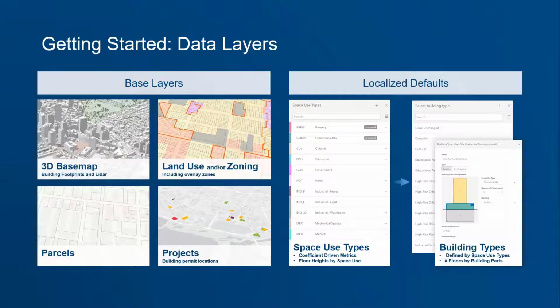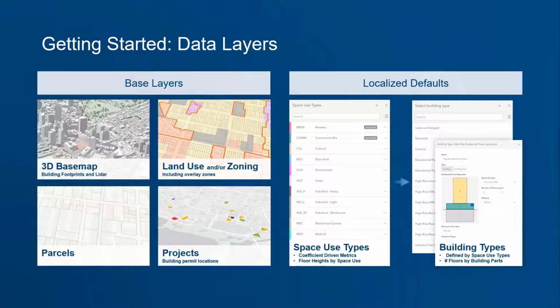In addition to setting up the base map, you will need to add your land use and zoning information to be used in Urban. We have templated tables to upload your land use and zoning parameters. And the next base layer is parcels. Parcels in Urban are used as the basis for visualizing development constraints, as well as generating the building forms. And finally, projects. This is a layer that represents your building permitting pipeline and can be overlaid on the 3D city model.